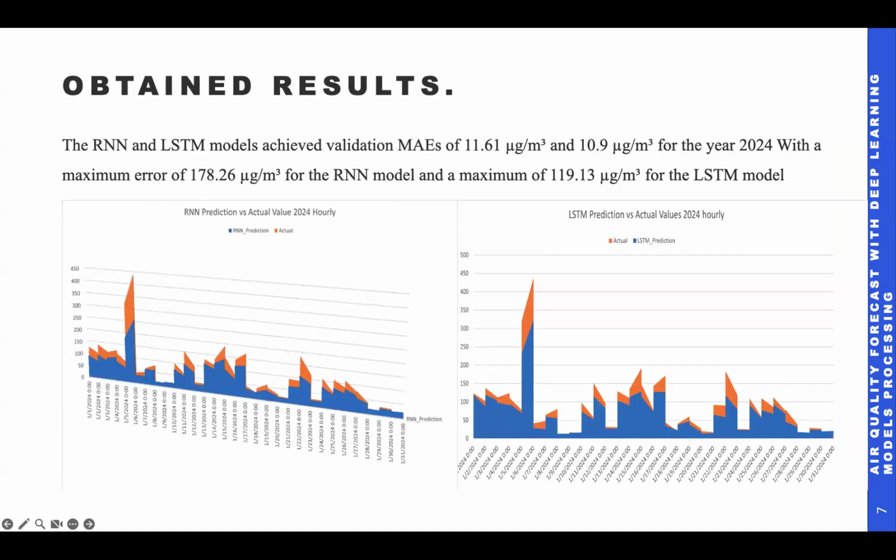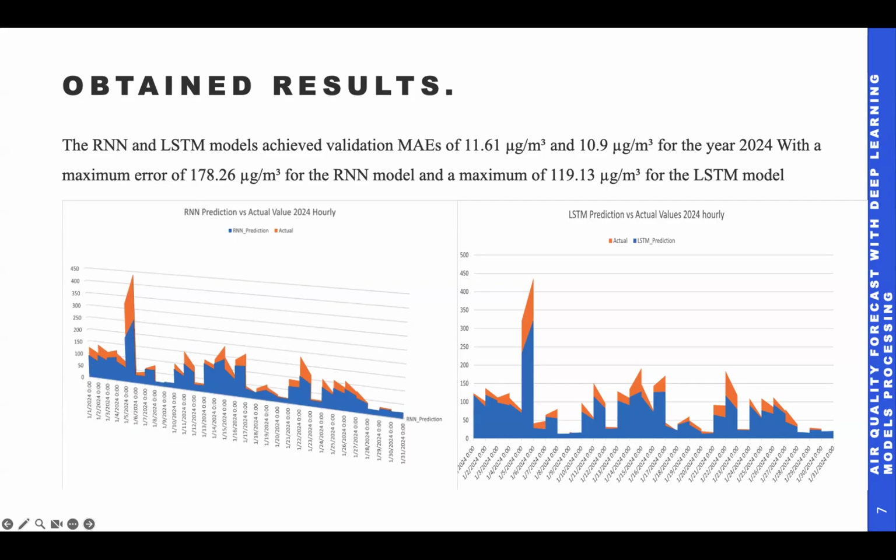As for the results we obtained from using the model to predict values for January 2024, they were the following. The simple RNN had a mean absolute error of 11.61 micrograms per cubic meter of air. This means on average it was wrong by 11.61 points, with a maximum error of 178.26 micrograms. The LSTM model, on the other hand, had an MAE of 10.9 micrograms per cubic meter of air, with a maximum error of 119 micrograms per cubic meter of air.